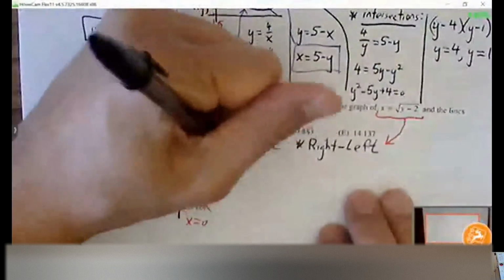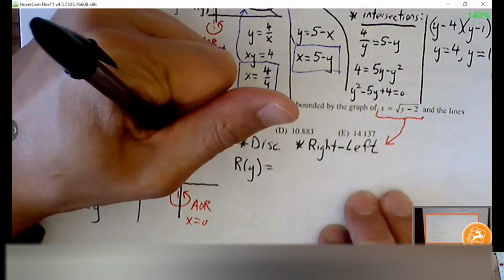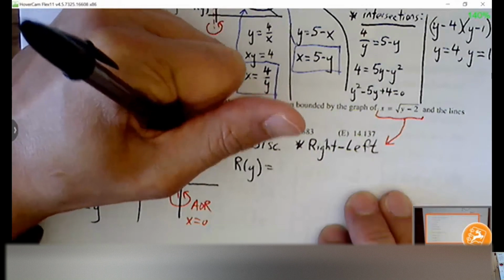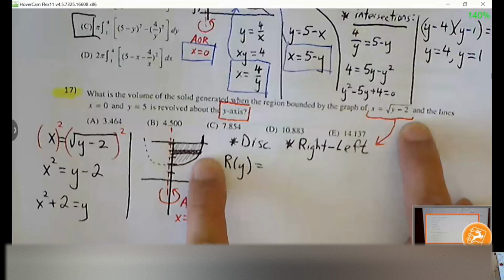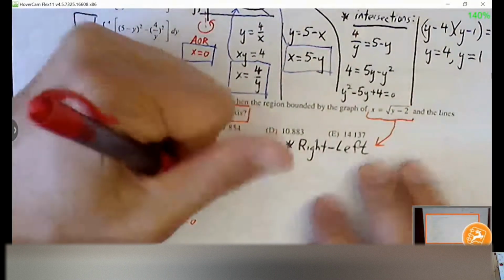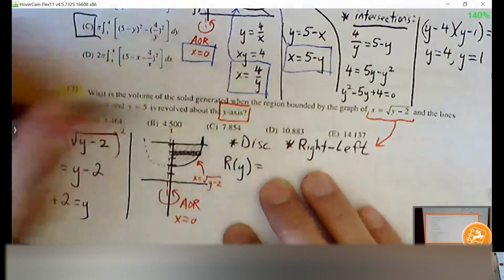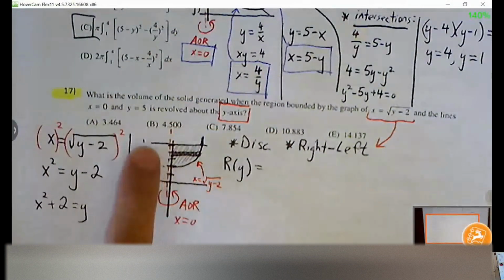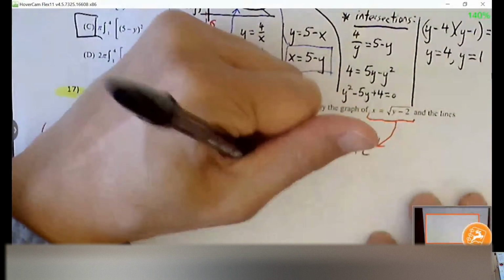Okay, so big R. The right endpoint is sitting on the curve. The curve is root y minus 2. The left endpoint is sitting on the y-axis, which is 0, so just root y minus 2 minus 0.